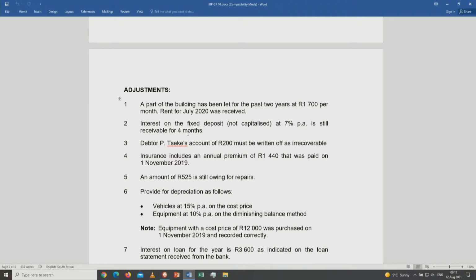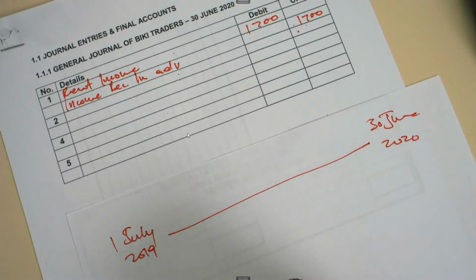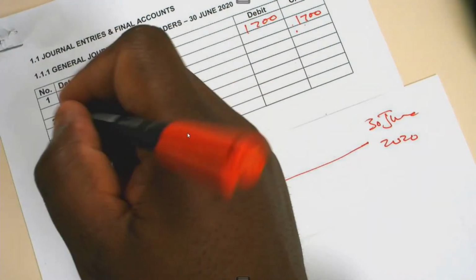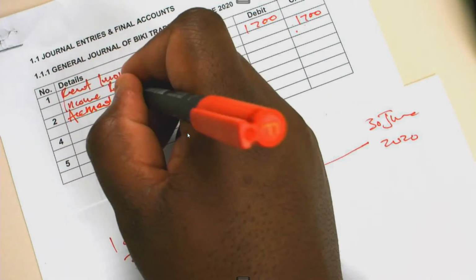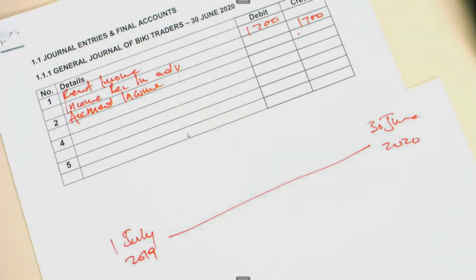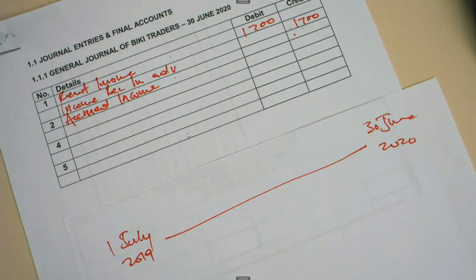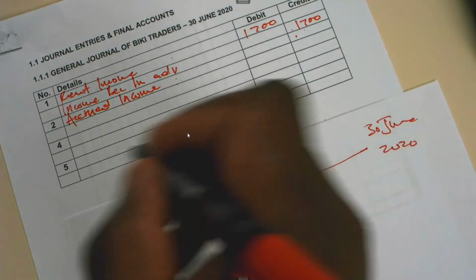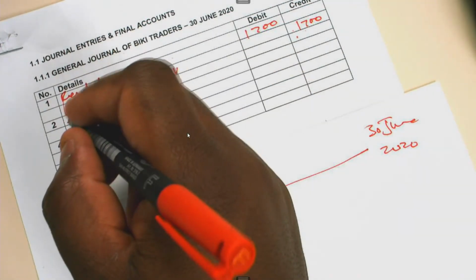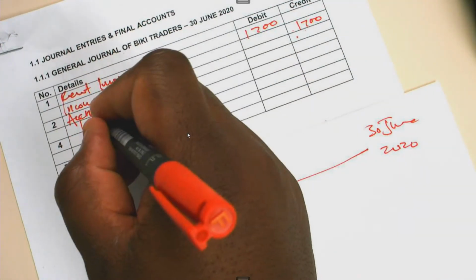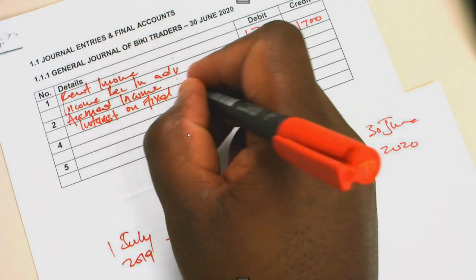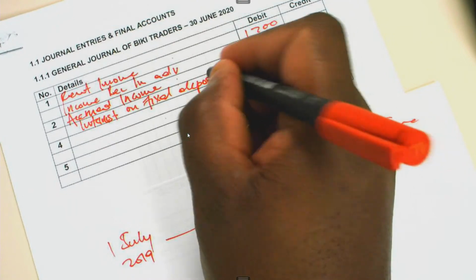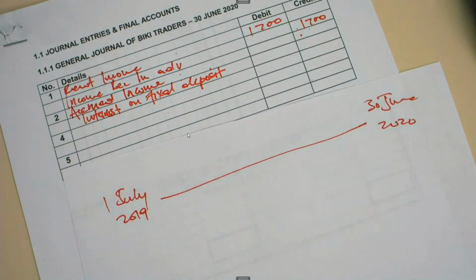Remember, I said any asset account increases on the debit side, decreases on the credit side. Therefore, here we'll write accrued income, and then on the credit side, we'll write the interest on fixed deposit, right?